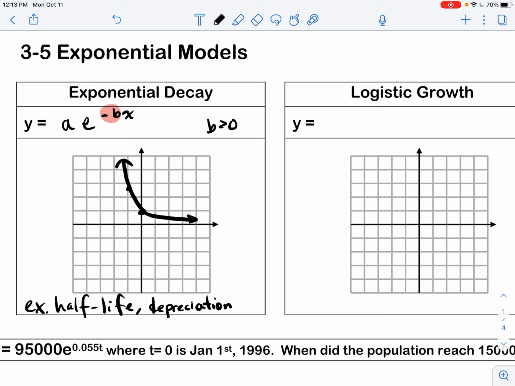Finally, logistic growth is going to be something like this.